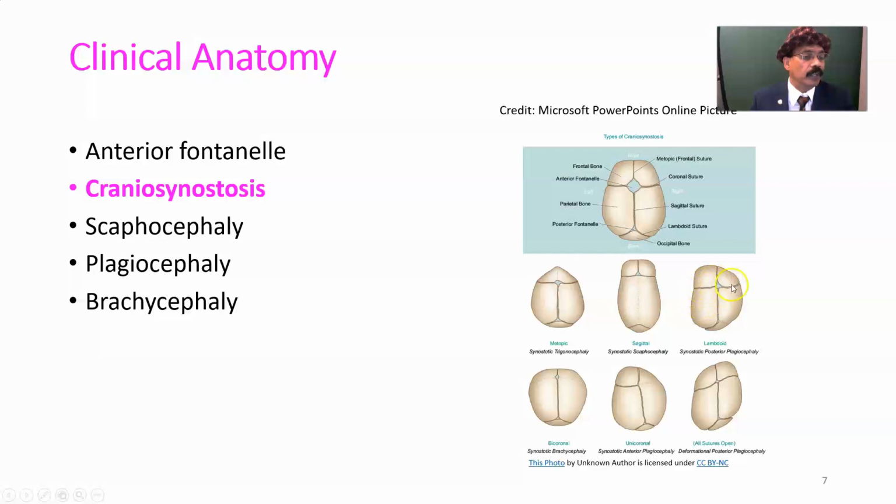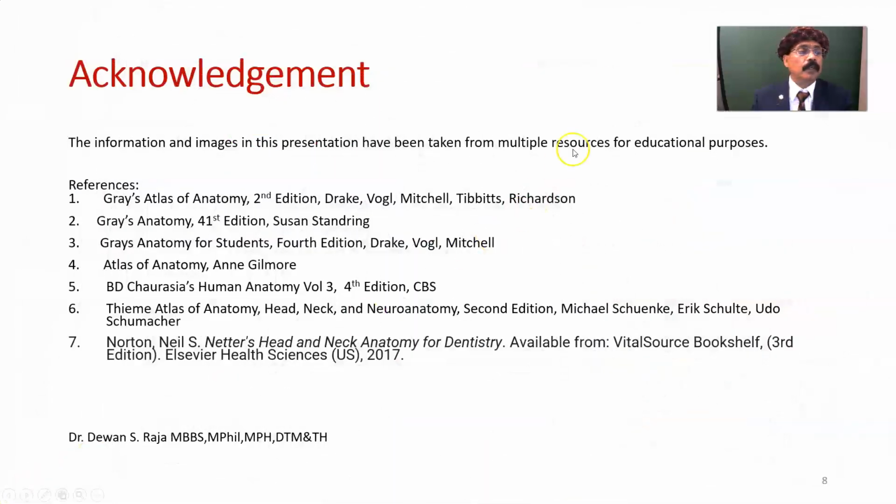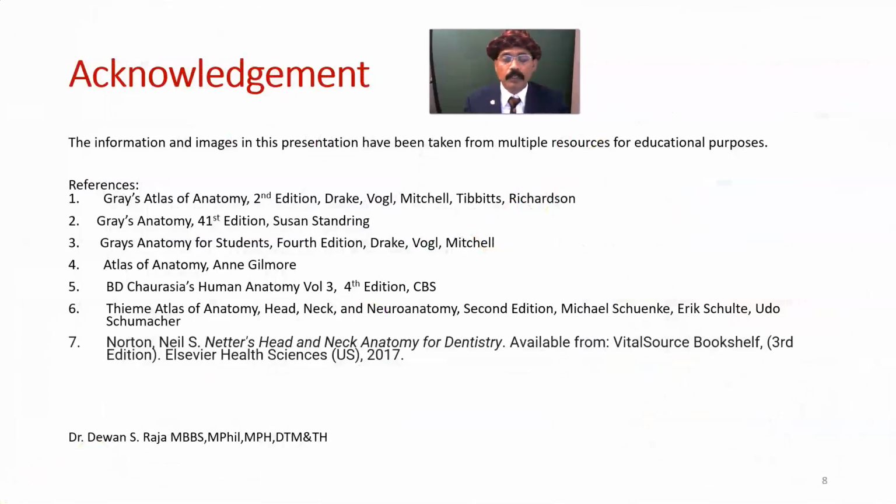We may get different types of combinations of the sutures. We'll get plagiocephaly. So the skull appearance may be altered. And that's all about the anatomy of the Norma Verticalis.